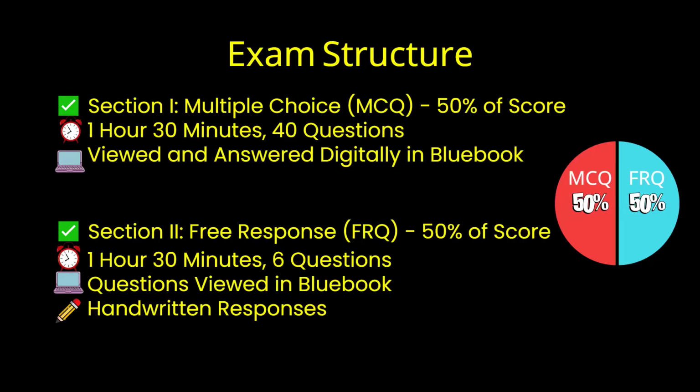Section 2, the free response questions, makes up the other 50% of your score. You will have an hour and 30 minutes on that section as well, and it's going to consist of 6 questions. You will view these questions in Blue Book. However, you will handwrite the responses with paper and pencil. Remember, multiple choice is digital, but free response must be handwritten. Keep that in mind when you're practicing.